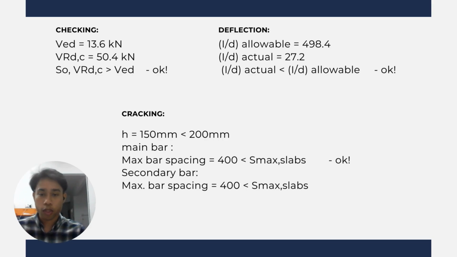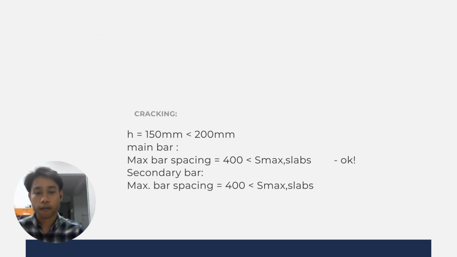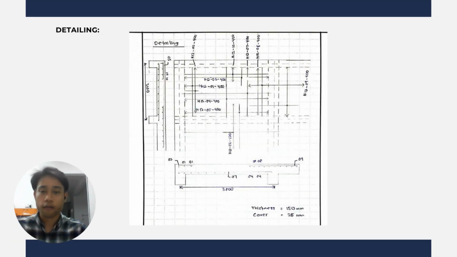Next, we go to the cracking. For the maximum bar spacing, we use 400, which is smaller than S-max slabs. And for the secondary bar, maximum bar spacing, we also use 400, smaller than S-max slabs, and both of these are okay. This is the detailing for our first slab.